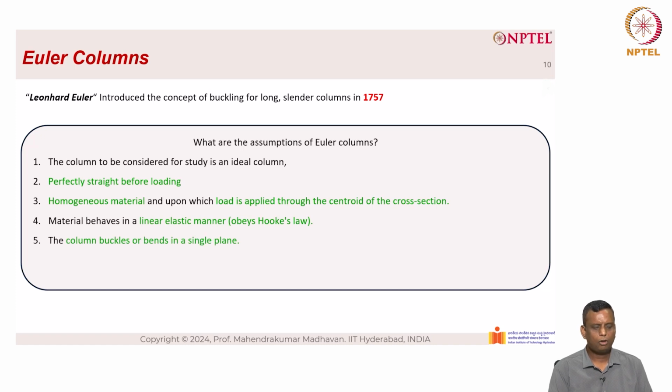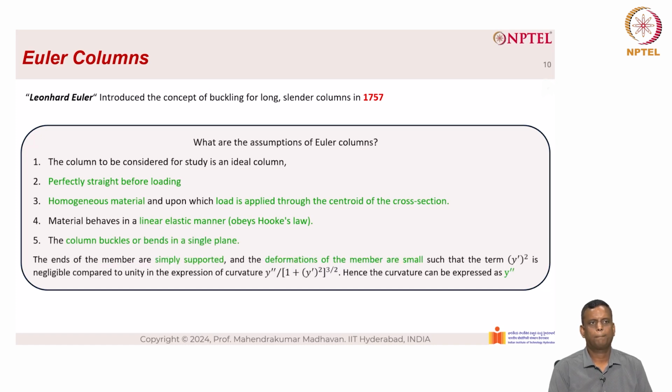Number 5, the column buckles or bends in a single plane. The ends of the member are simply supported and the deformations of the member are small, such that the term y dash the whole square is negligible compared to unity in the expression of the curvature, y double dash divided by 1 plus y dash the whole square the whole power 3 by 2. Hence, the curvature can be expressed as y double dash.